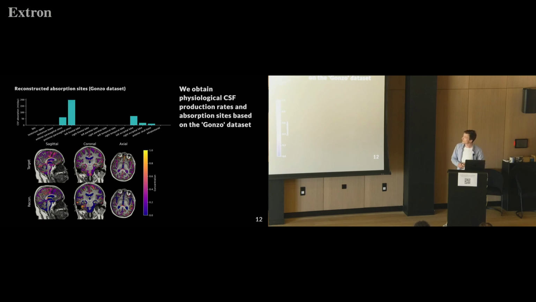But if we then look at our reconstructed absorption sites, we see that it's primarily located here around the posterior and anterior parasagittal sinus. So these are these regions here between the hemispheres on top. And then we also have some contributions from the occipital lobes. So these sit somewhere at the back of the brain.